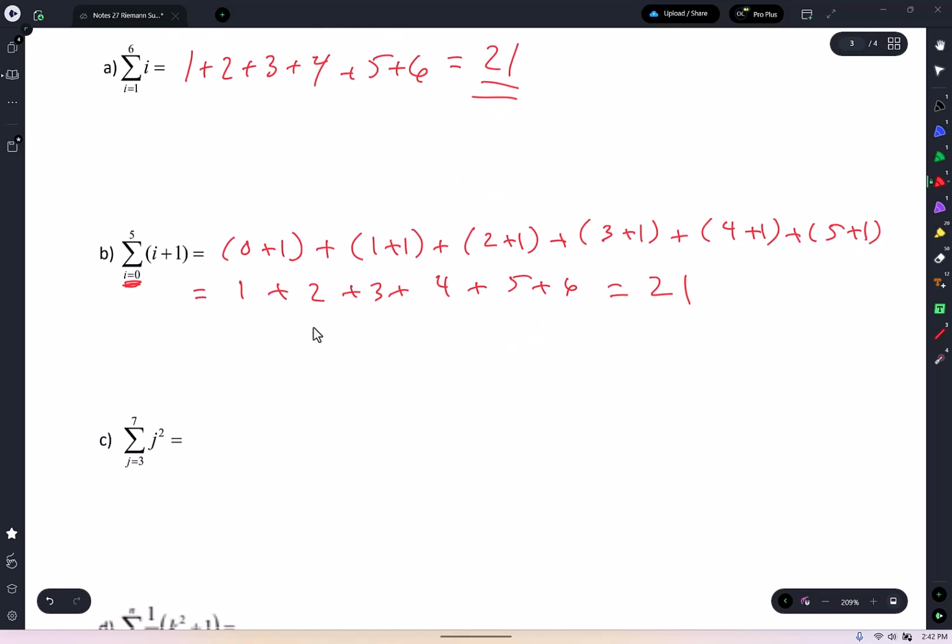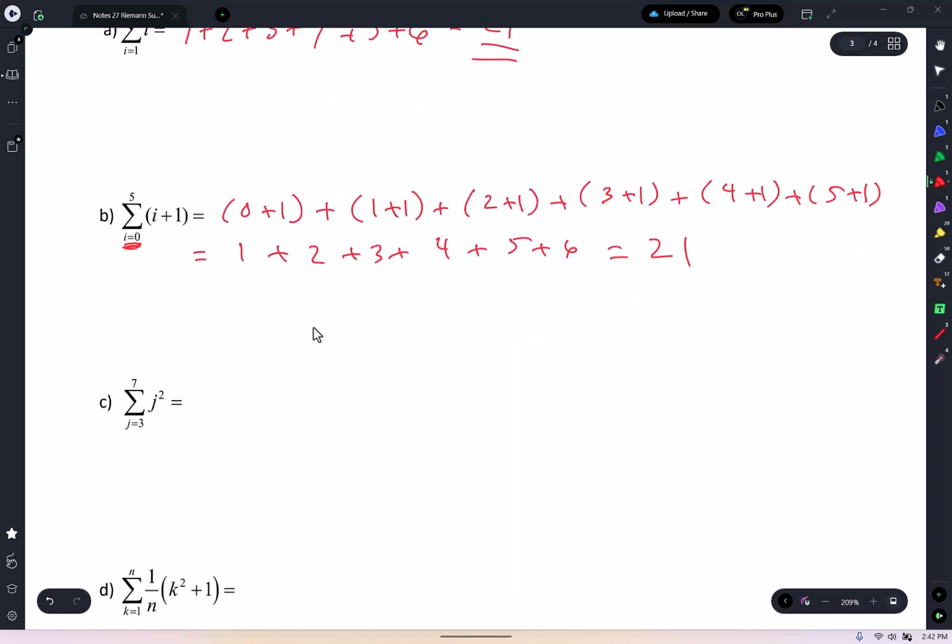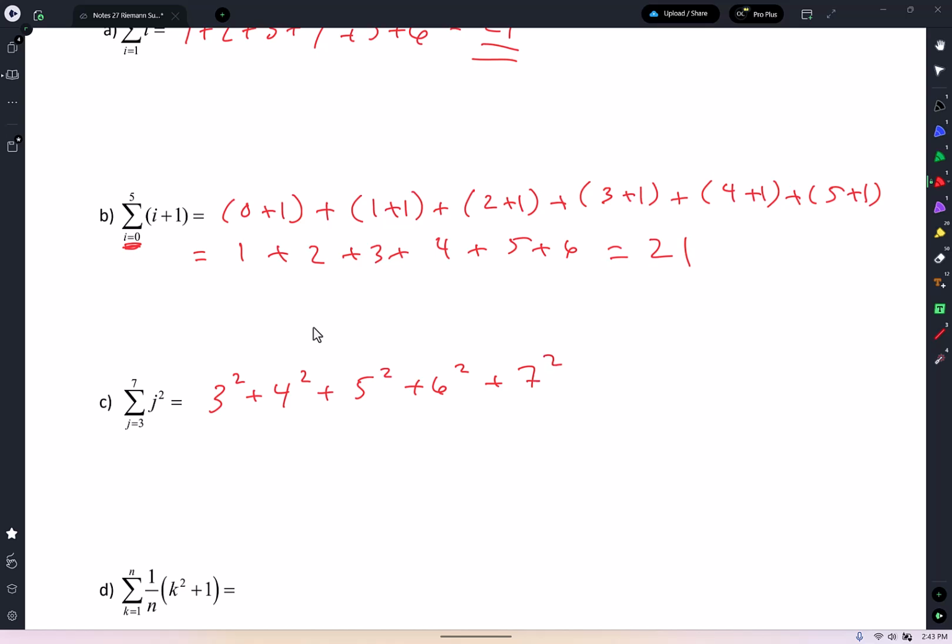All right, here we go. Where am I starting at? 3. So I'm going to go 3 squared plus 4 squared plus 5 squared plus 6 squared plus 7 squared. Whatever that sum is, it's some number. I'm not going to add it up. That's not the main point here. The main point is how to use it.